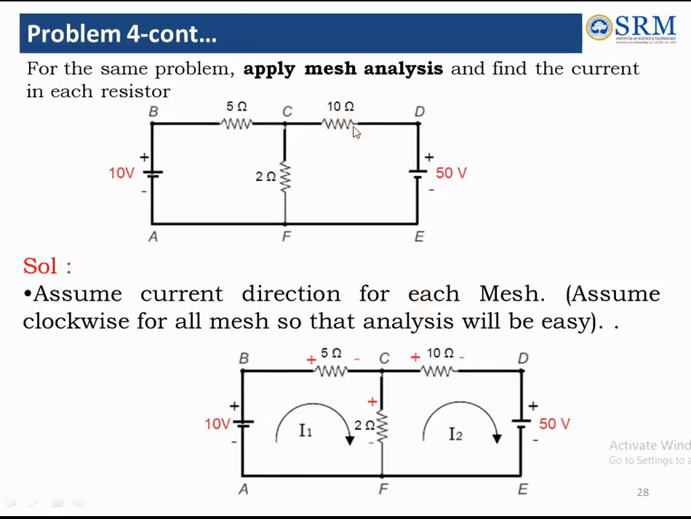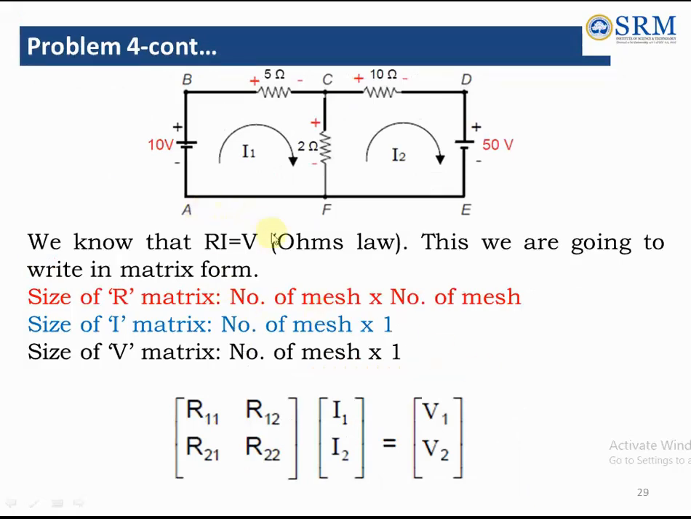For the same problem, now we are going to apply mesh analysis and find the current in each of the resistors. First we assume the direction of current in the two meshes, I1 and I2, in clockwise, and mark the terminals based on the voltage source. The entering terminal of a resistor is positive, the leaving terminal is negative. Similarly, the other two. From Ohm's law, we know that V equals IR, so RI equals V.